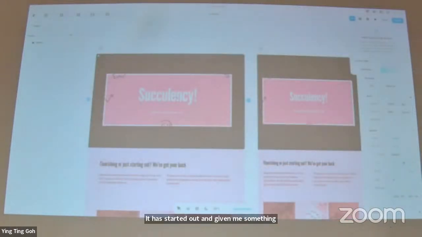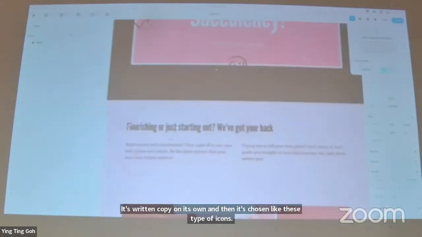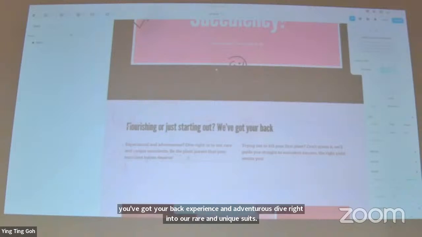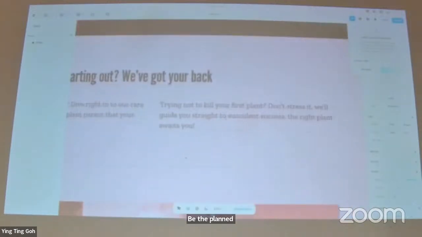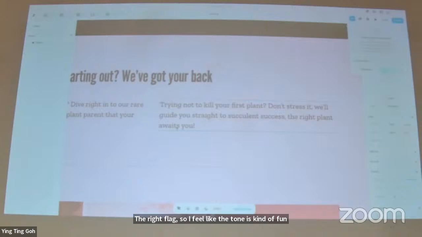So if you notice, it's called it Succulency, embrace the thorny side of life. It's written copy on its own. And then it's chosen these type of icons. And then it says flourishing or just starting out, we've got your back. Experienced and adventurous, dive right into our rare and unique succulents. Be the plant parent that your succulent babies deserve. And this section, it says, trying not to kill your first plant, don't stress it. We'll guide you straight to succulent success. The right plant awaits you. So I feel like the tone is kind of fun and witty. Maybe the design could use a little bit of help, but it's not bad. It's okay for a first pass.